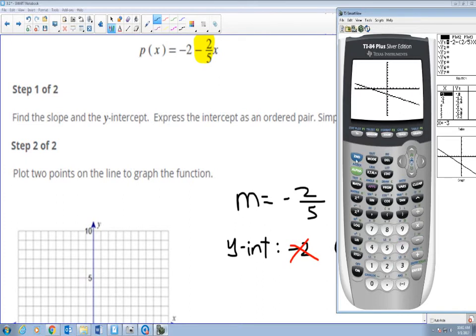So for the 2 points, you can just go to the table and pick 2 points. You can say 0, negative 2, and I normally choose whole number points. I always choose whole number points. And 5, negative 4. Okay, no problem.